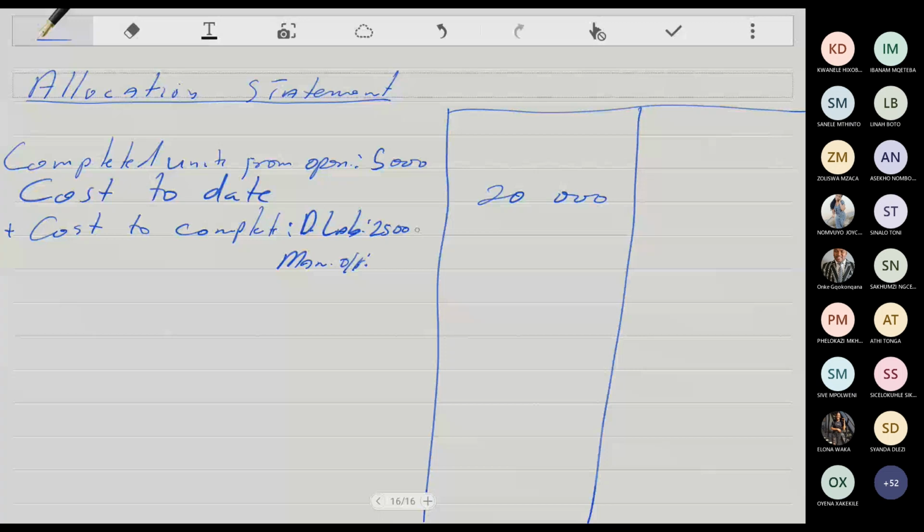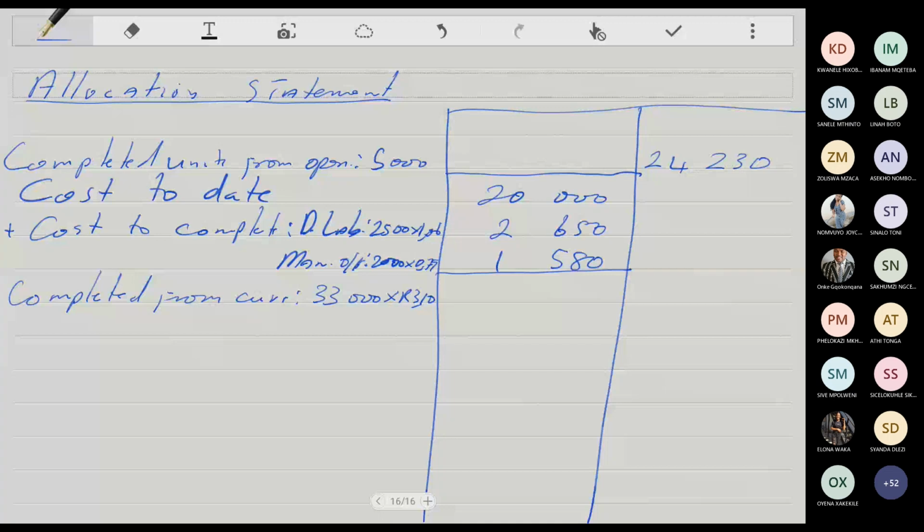Then it's going to be 33,000 times the total cost per unit of 3 rands 10 cents. Then it gives us 102,300. Once again, if you can go and check your quantity statement output, the next unit is 38,000, which is your total completed units. And to work out that total completed units, guys, we just add the 5,000 and 33,000.